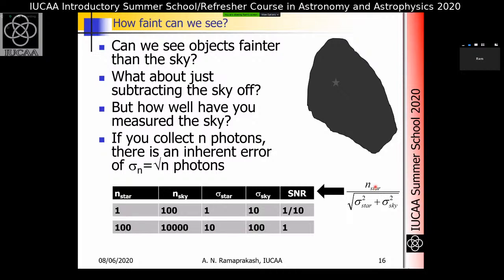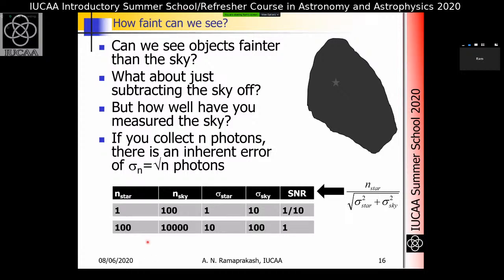If I plug that back in here, signal to noise ratio is 100 over roughly 100, because 10 squared plus 100 squared, square root is roughly 100. So 100 over 100, my signal to noise ratio has become 1 now. Which means if you have a big telescope, even if the star is 100 times fainter than the sky, you can almost detect it, because signal is equal to the noise here.